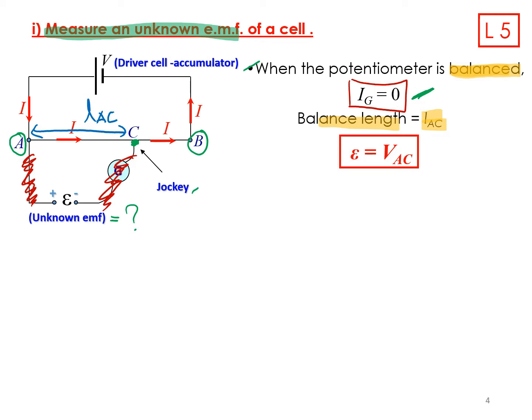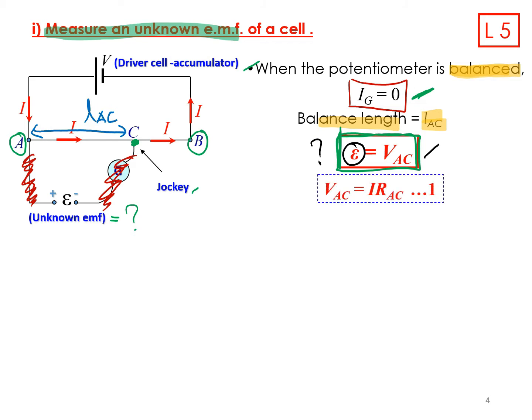And of course, once it is in balance, the EMF of the unknown cell is equal to the potential difference across AC. So our objective right now is to find this EMF. But before that, you need to know the value of VAC. Then you can identify the value of EMF.